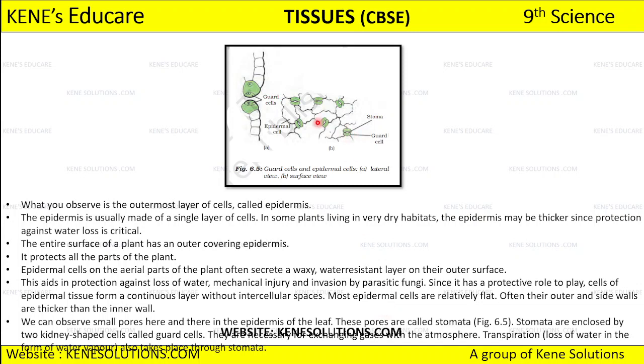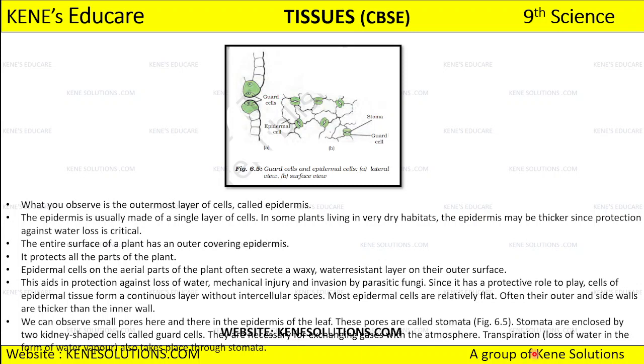Can you see there are small pores which are present? These pores we call stomata. What will you say? Stomata. If you can see these stomata, they are enclosed by two kidney shaped cells, and we call these kidney shaped cells the guard cells. These guard cells are necessary for exchanging gases with the atmosphere. You know now that plants exchange gases, they take in carbon dioxide and give out oxygen. So for exchanging those gases with the atmosphere, guard cells play a very important role.